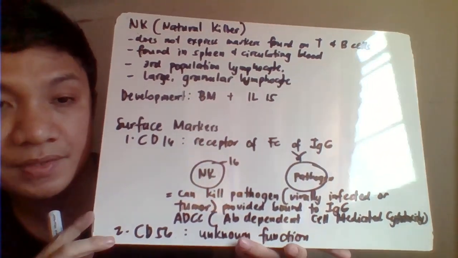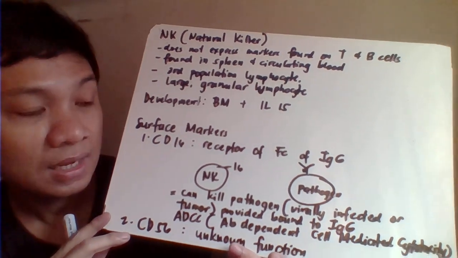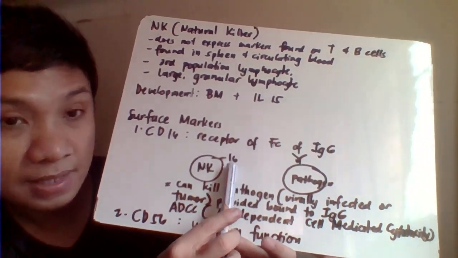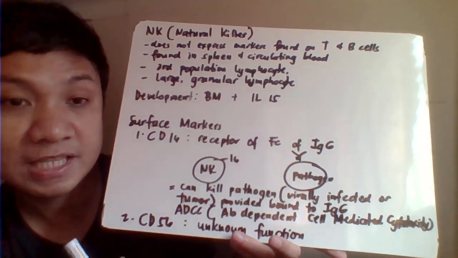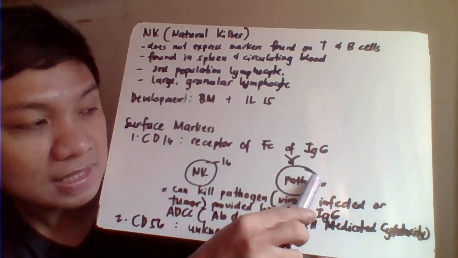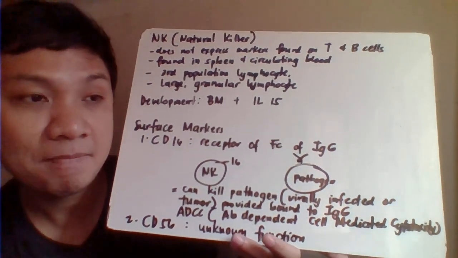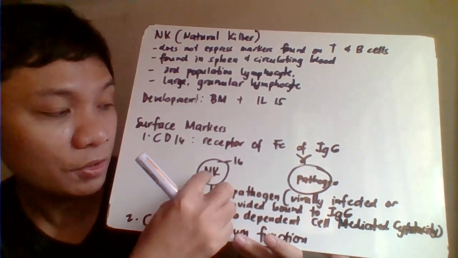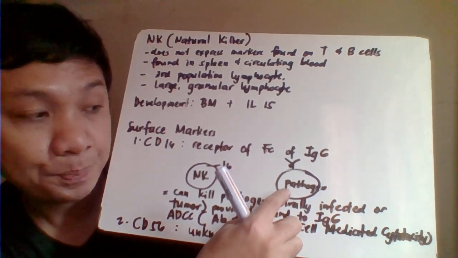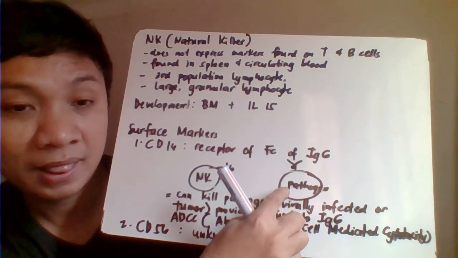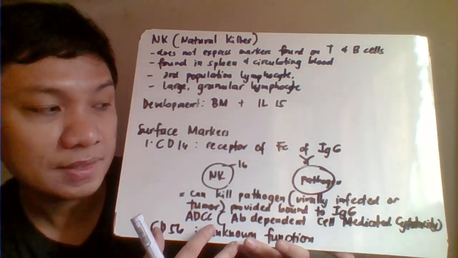Okay, for the surface receptors of our NK, there are two identified here. We have your CD16. The CD16 receptor of your NK is the one we try to bind on the Fc portion of your IgG antibody. So this is your antibody, trying to coat your pathogen. If your pathogen has been coated here by the antibody, that's your opsonization, and your NK can bind on this antibody-coated pathogen, and your NK can kill this one. You call it your ADCC, antibody-dependent cell-mediated cytotoxicity.